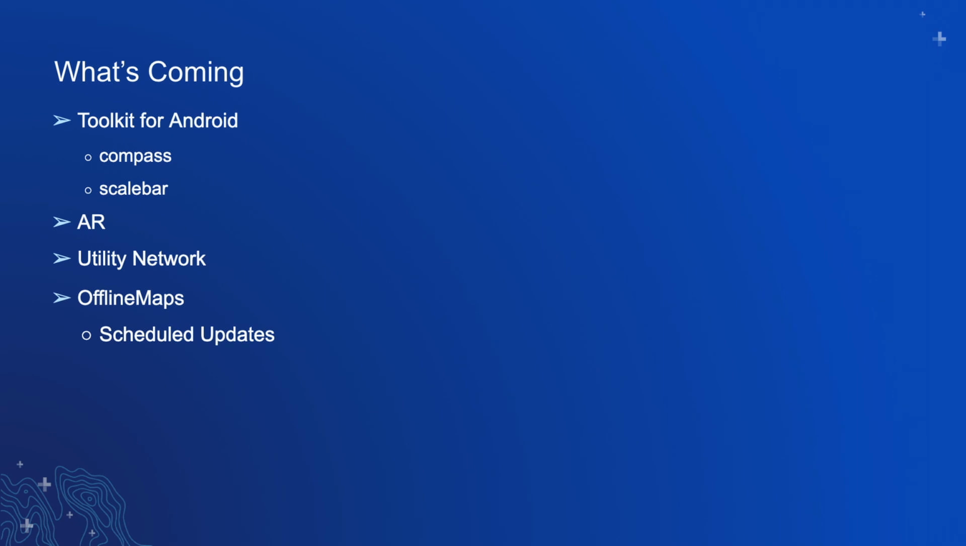And what's coming is we're probably going to release, pretty soon, a toolkit for Android, which would include some of the UI components. Some of the basic ones like the compass and the scale bar would be part of the initial release, and more advanced stuff like AR is also going to be part of the toolkit. So we are currently working on that. We are also currently working on utility networks, reading and tracing utility networks. So that part of the work is also in progress.